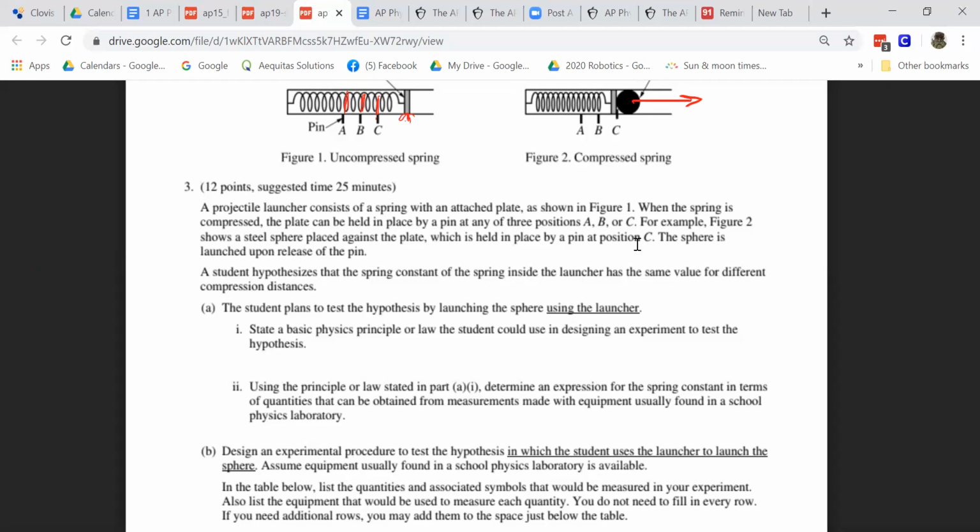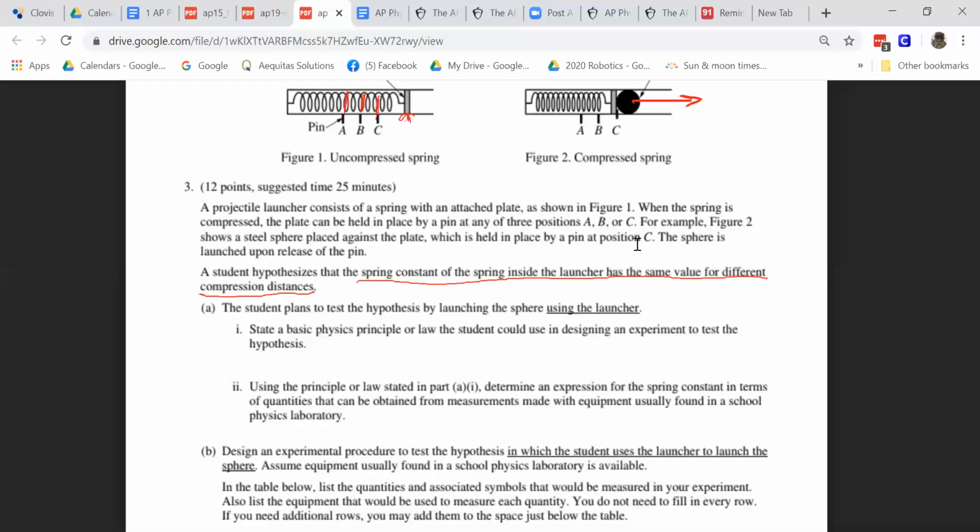The student hypothesized that the spring constant of the spring inside the chamber has the same value for different compression distances. So that means that the spring constant K is the same no matter what. So what do you guys think? What physical principle could we use to determine whether or not the spring constant is the same? A law of conservation of mechanical energy? Yeah, that's what I would use right away.